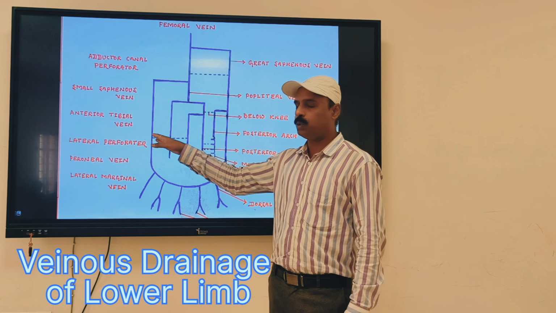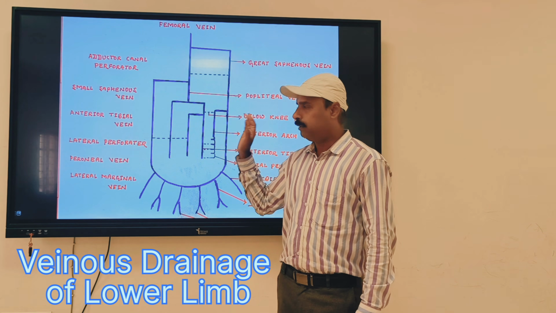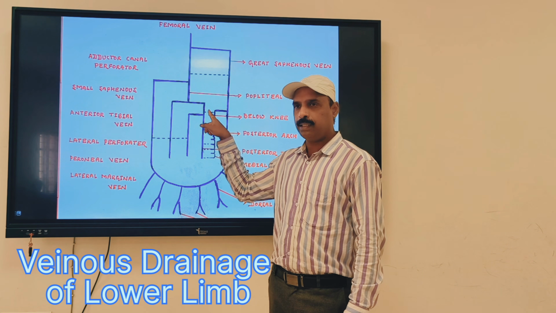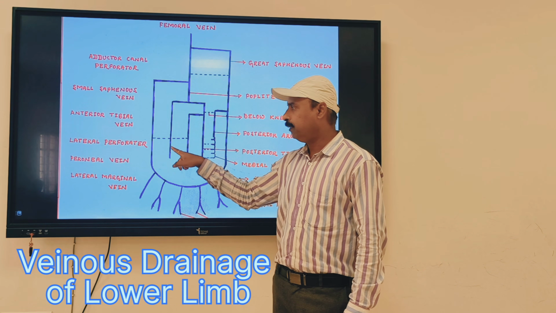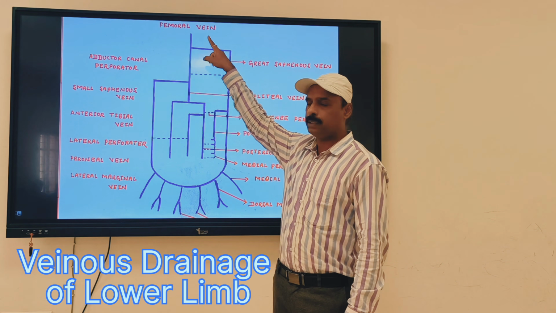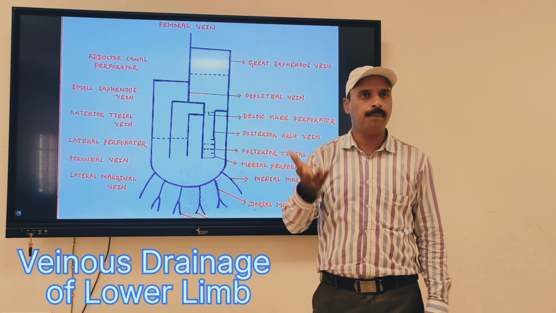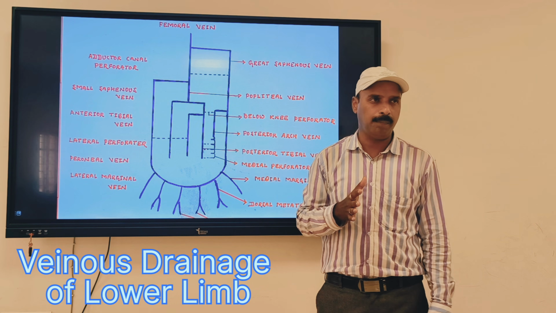Then I have told the short saphenous vein, and the great saphenous vein we have dealt with. Then deeper to this, in the leg we have the peroneal vein, anterior tibial vein, posterior tibial vein, popliteal vein, and the femoral vein. So these are the deeper, superficial and perforating veins of the lower limb.